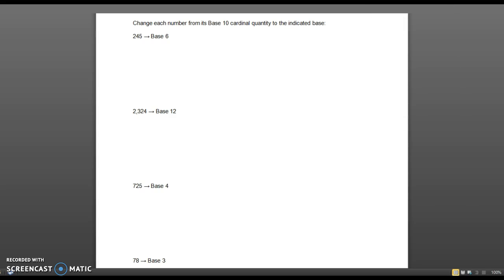So when I begin, the first thing that I'm going to do is make my place values. And I'm in base 6, so I'm going to have 1s, 6s, 36s, and 216s. I could make another place value, but I know that 216 times 6 is way more than 245. So therefore I don't need to worry about going any further.